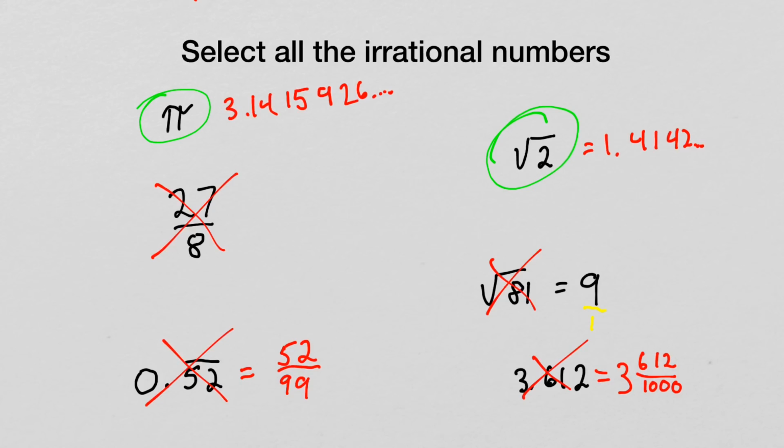So, our only answers here for irrational numbers would be pi and the square root of 2.